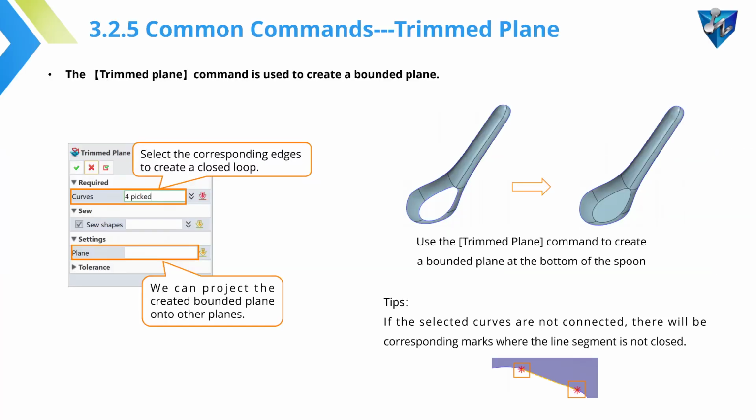Okay, let's continue. The next command is trimmed plane. It is similar to the n-sided, but the difference is that it can project the creating surface in a plane. We can also, according to the symbol, adjust whether the two splines are connected or not.